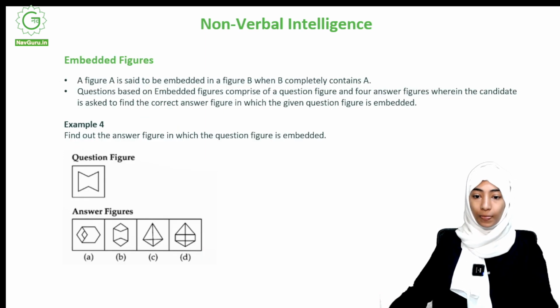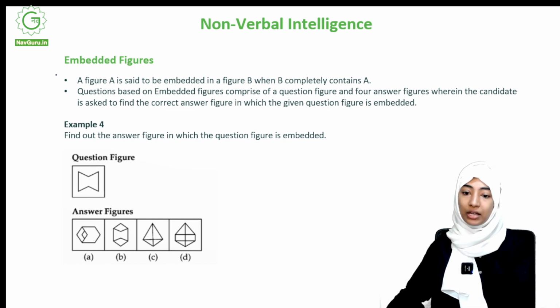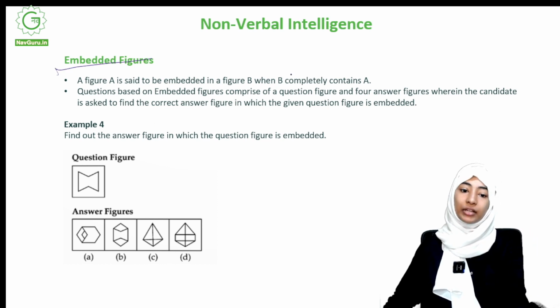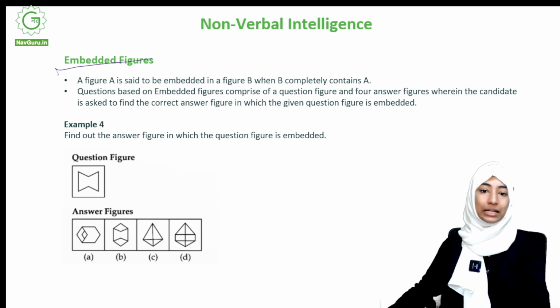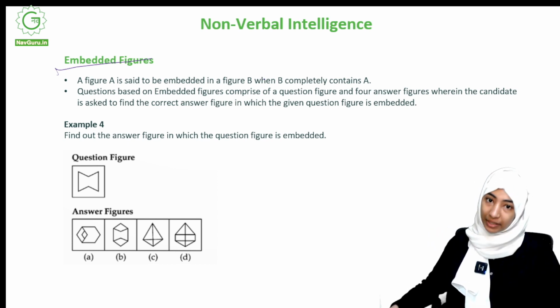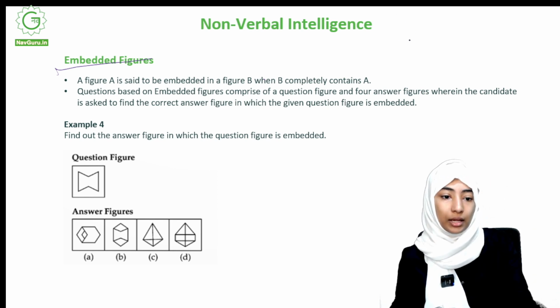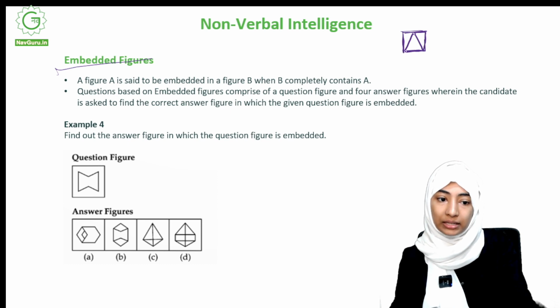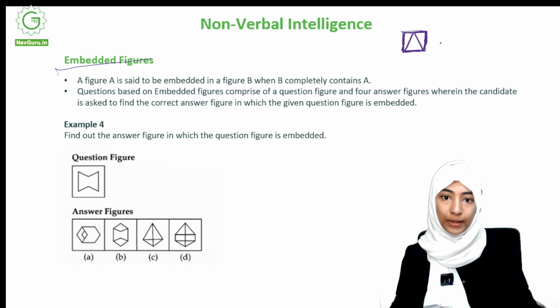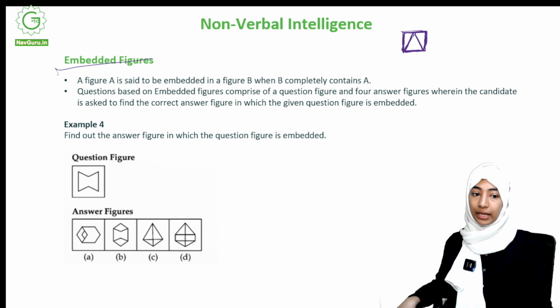Moving on. Embedded figures. A figure A is said to be embedded in a figure B when B completely contains A. So we say something is embedded in something else when that something else completely contains the first thing. So basically, if I draw a triangle and if I draw a square, I can say this triangle is embedded in the square because the triangle is completely contained in the square, right? So I can say the triangle is embedded in the square.